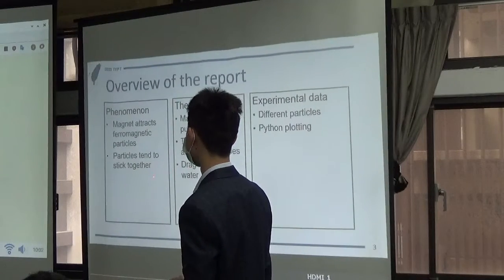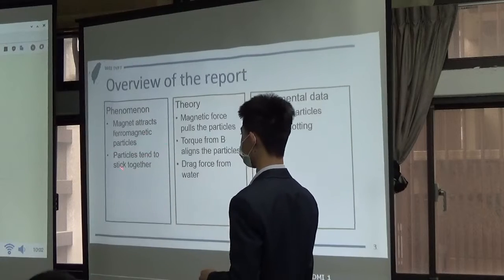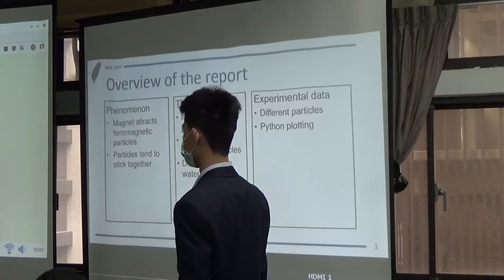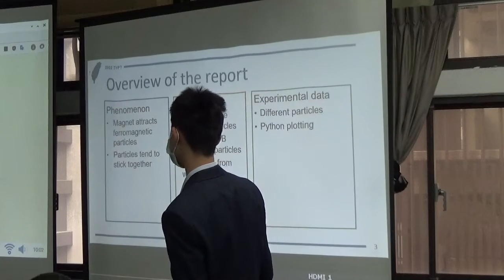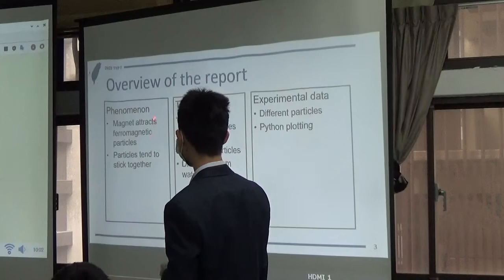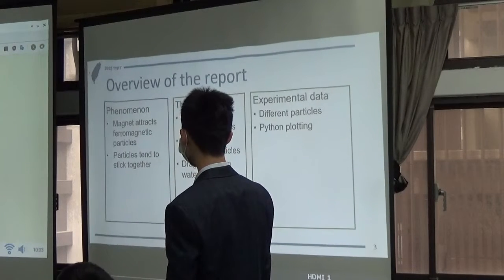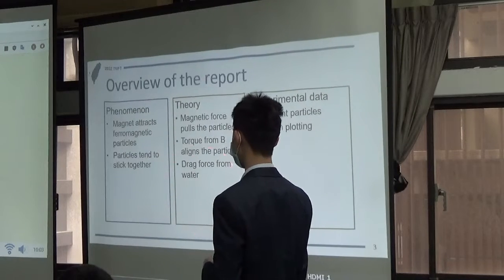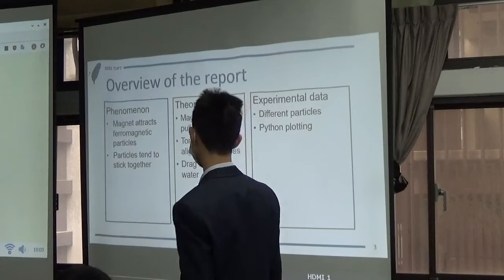For the phenomenon, they said that magnets attract ferromagnetic particles, which is very intuitive. And the particles tend to stick together because they are magnetized by the magnetic field. For the theory, they said that magnetic force pulls the particles, and the torque from the magnetic field aligns the particles, and there's also drag force from the water that impedes the acceleration of the particles.